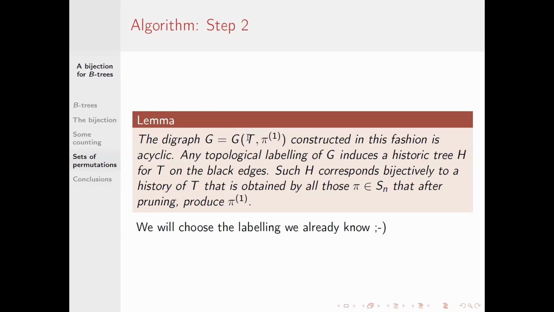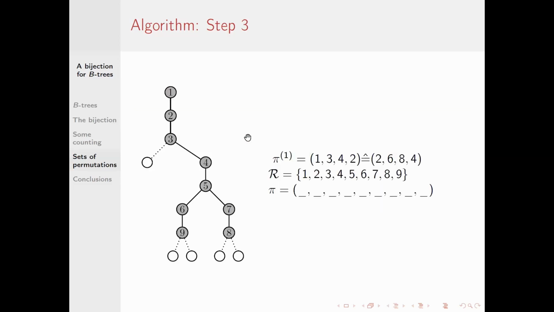Yeah, so we choose the labeling we've already seen earlier. So it's this one. And now we can perform step 3, right? So we have this data given. R is the range of the keys that I want to sort into the permutation that I want to obtain.